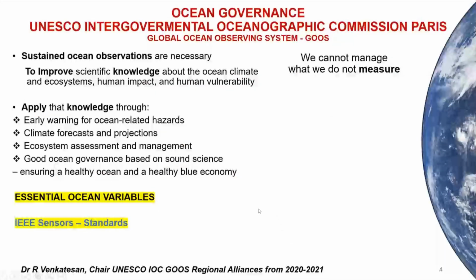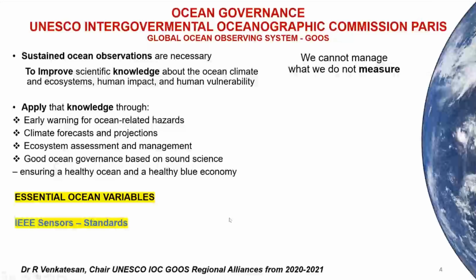How the United Nations is talking about that. UNESCO has the Intergovernmental Oceanographic Commission. More than 150 countries are involved in that. They have all joined together and are working on the science component of the ocean, in particular the work related to ocean data collection, to improve the scientific knowledge about the ocean, climate and ecosystem, and what human impact and how human vulnerability takes care of that.